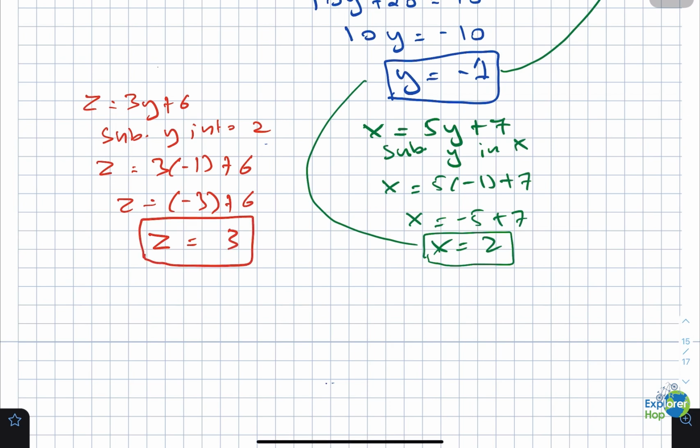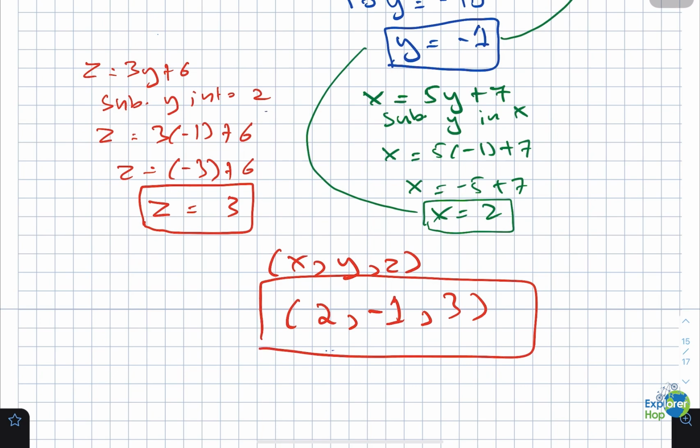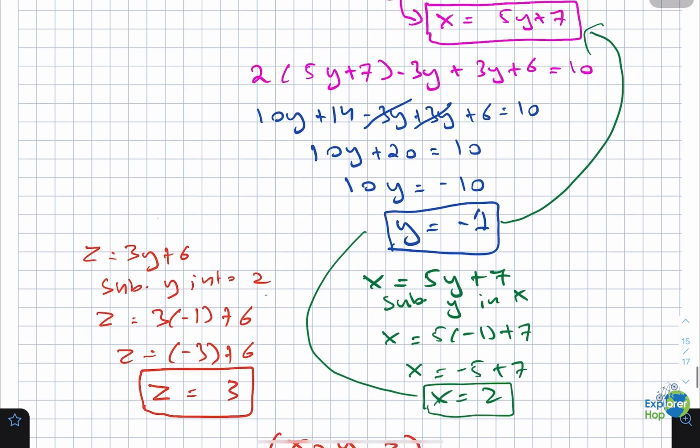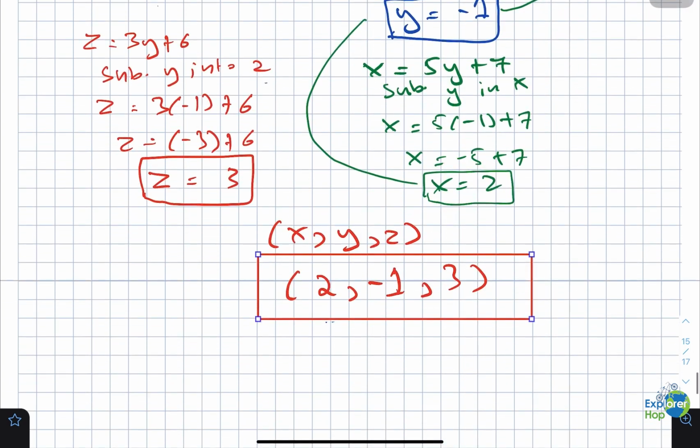Therefore our answer should be in the form of x, y, z. So our point of intersection would be 2, comma, minus 1, comma, 3, and that is our point of intersection.